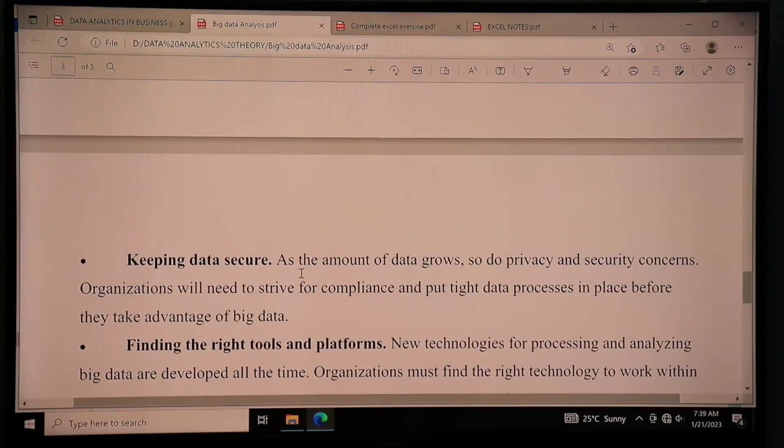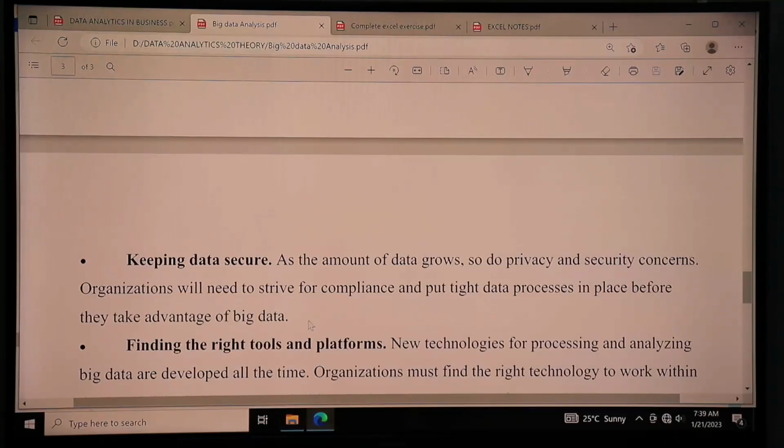Especially if this data is held on an online platform, it is a serious threat, and it requires the data analyst and data scientist to come up with good tools that will help secure this data. An organization will need to strive for compliance and put tight data processes in place before they take advantage of big data. So they have to ensure security is paramount.